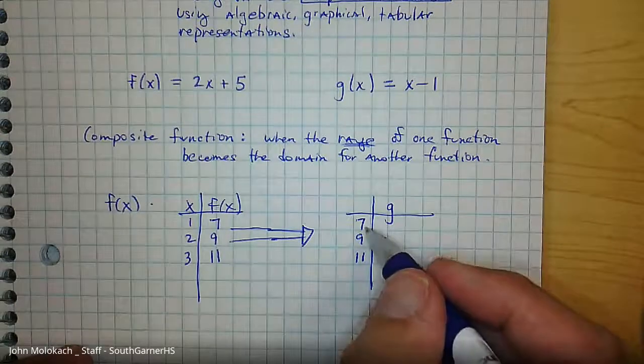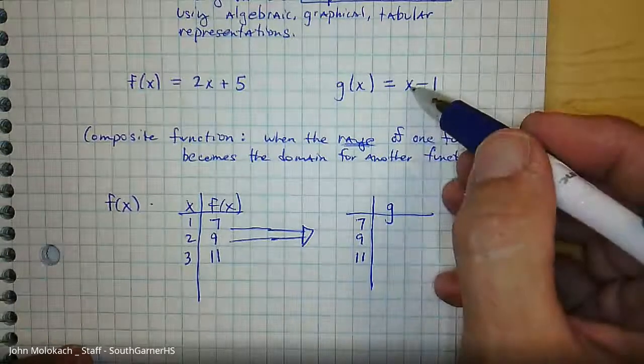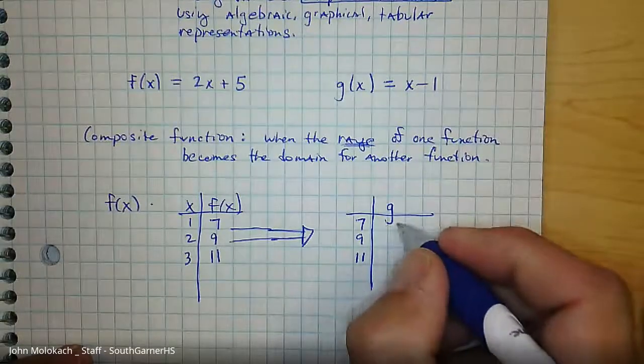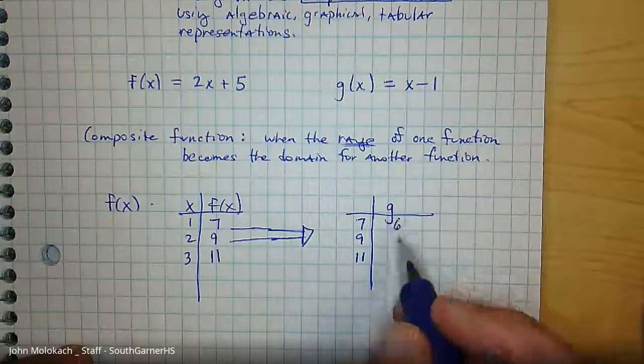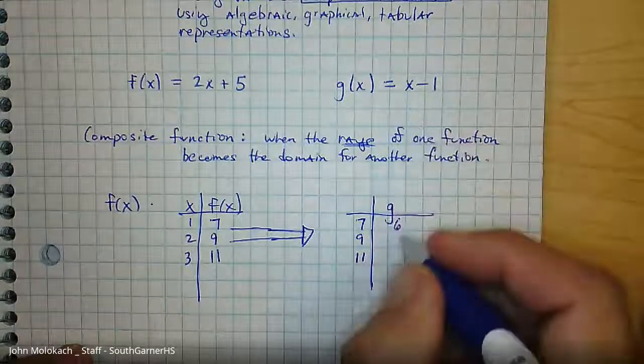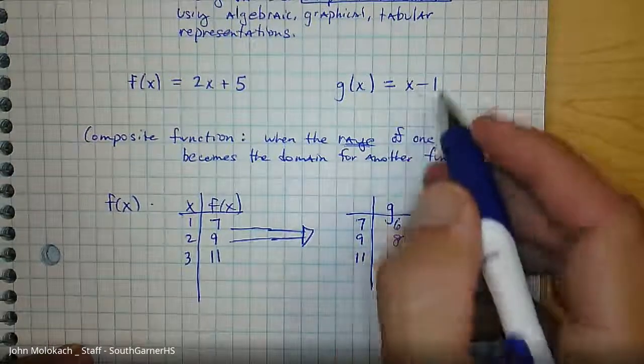All right, so let's put 7 in the place of x here. 7 minus 1 is 6. Sorry about the little hook for the G there. 9 minus 1 is 8. 11 minus 1 is 10.